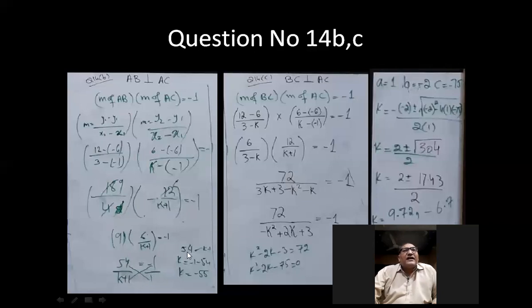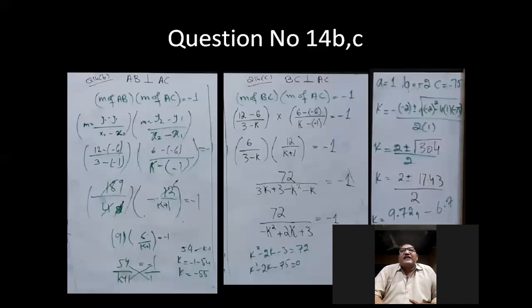So cross multiply. So you will have 54 is equal to minus K minus 1. So take the K to the other side, bring the 54 to this side. So you will have K is equal to -1 minus 54. So K will be equal to -55. So this is how you do the question number 14B part.